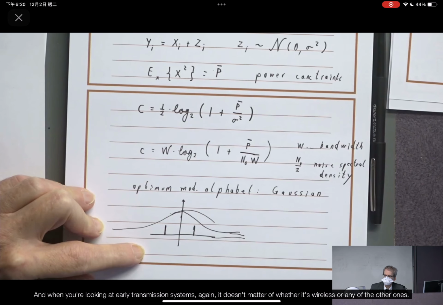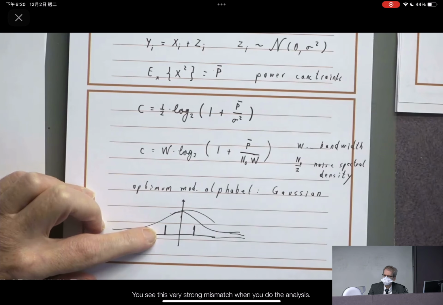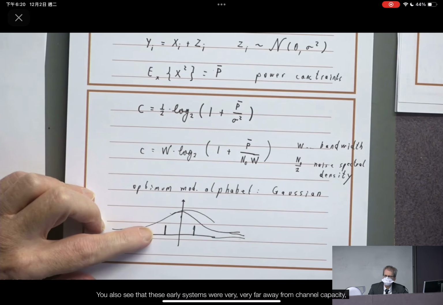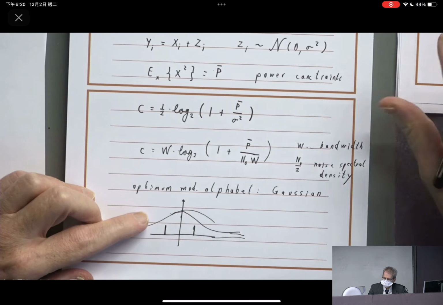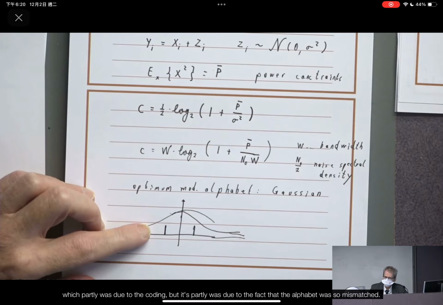When you're looking at early transmission systems, again, it doesn't matter whether it's wireless or any of the other ones, you see this very strong mismatch. When you do the analysis, you also see that these early systems were very, very far away from channel capacity, which partly was due to their coding, but partly was due to the fact that the alphabet was so mismatched.